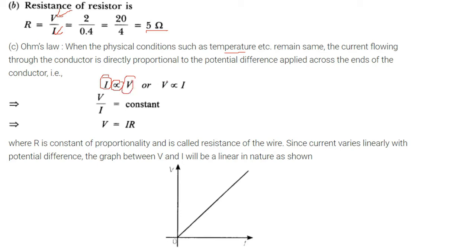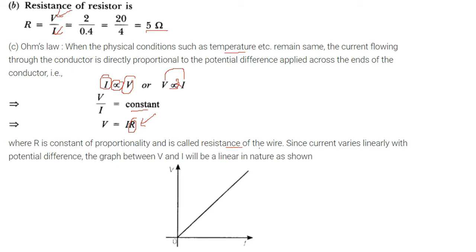That is, V is directly proportional to I. This proportionality sign can be changed to an equality by a constant, which is resistance. So V by I is constant, which is equal to R. V equals IR. R is the constant of proportionality, and this is called the resistance of the wire.